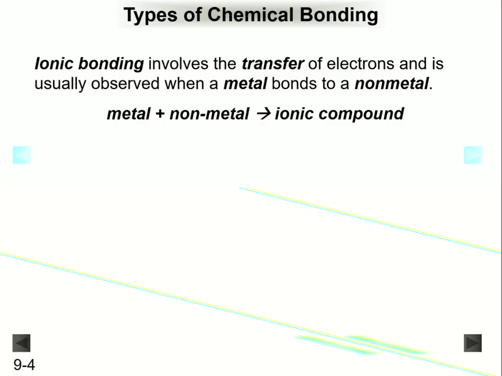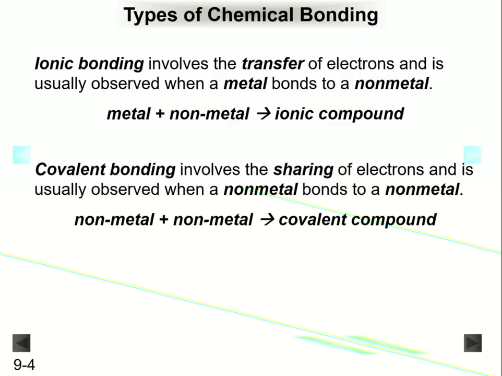Ionic bonding, as we've discussed previously, involves the transfer of electrons and is usually observed when a metal transfers its electrons to a nonmetal. So a metal plus a nonmetal gives us an ionic compound. And in this video, we'll look at this in detail and see what drives this process. Next is covalent bonding. And in covalent bonding, we have sharing of electrons and is typically observed between two nonmetals. So a nonmetal will bind with another nonmetal to form a covalent compound.